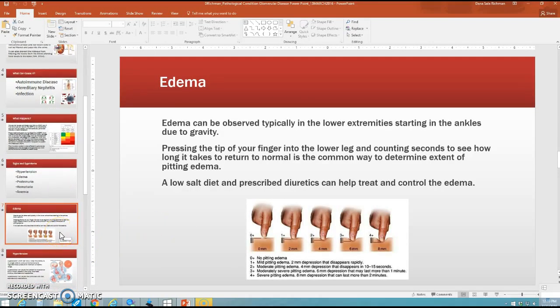Edema can be observed typically in the lower extremities, starting in the ankles, which is due to gravity. The best way to test for this is by pressing the tip of your finger into the lower leg and counting 1 plus, 2 plus, 3 plus, and depending on how long it takes for the skin to bounce back up will determine at what level the edema is. One of the ways to help with this is a low salt diet and prescribed diuretics.